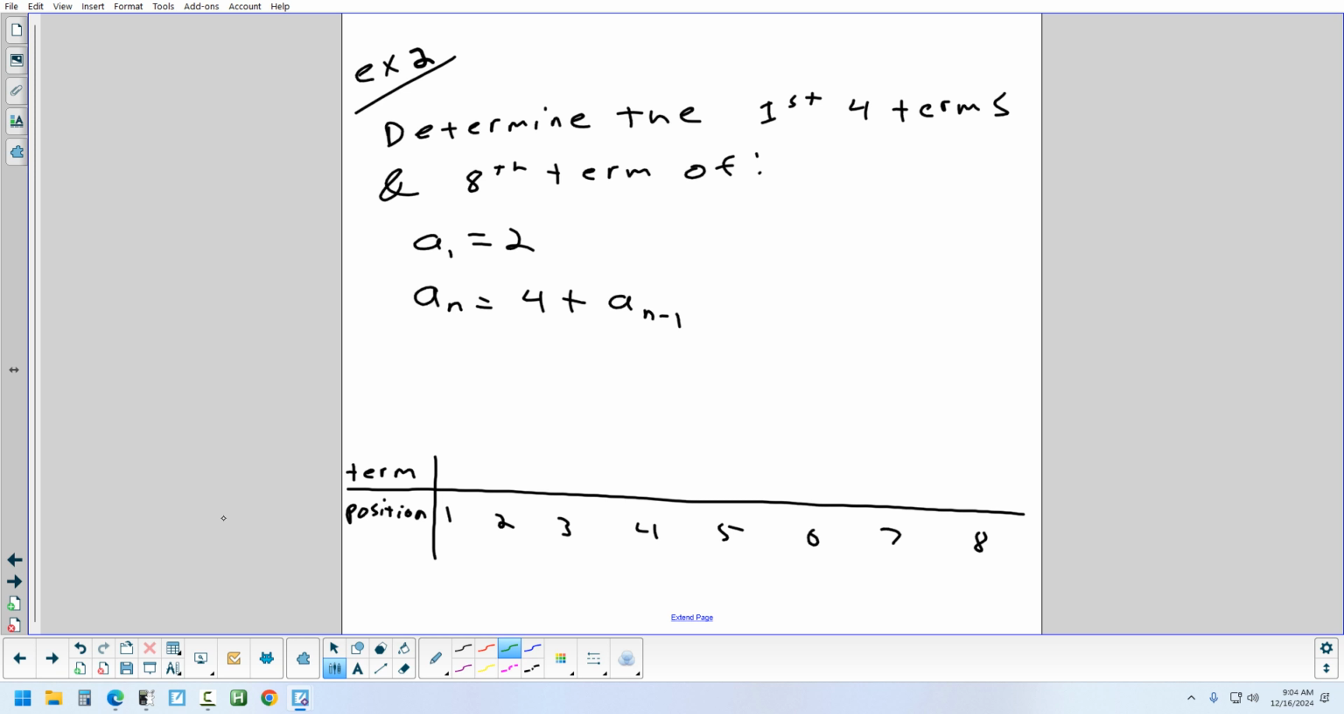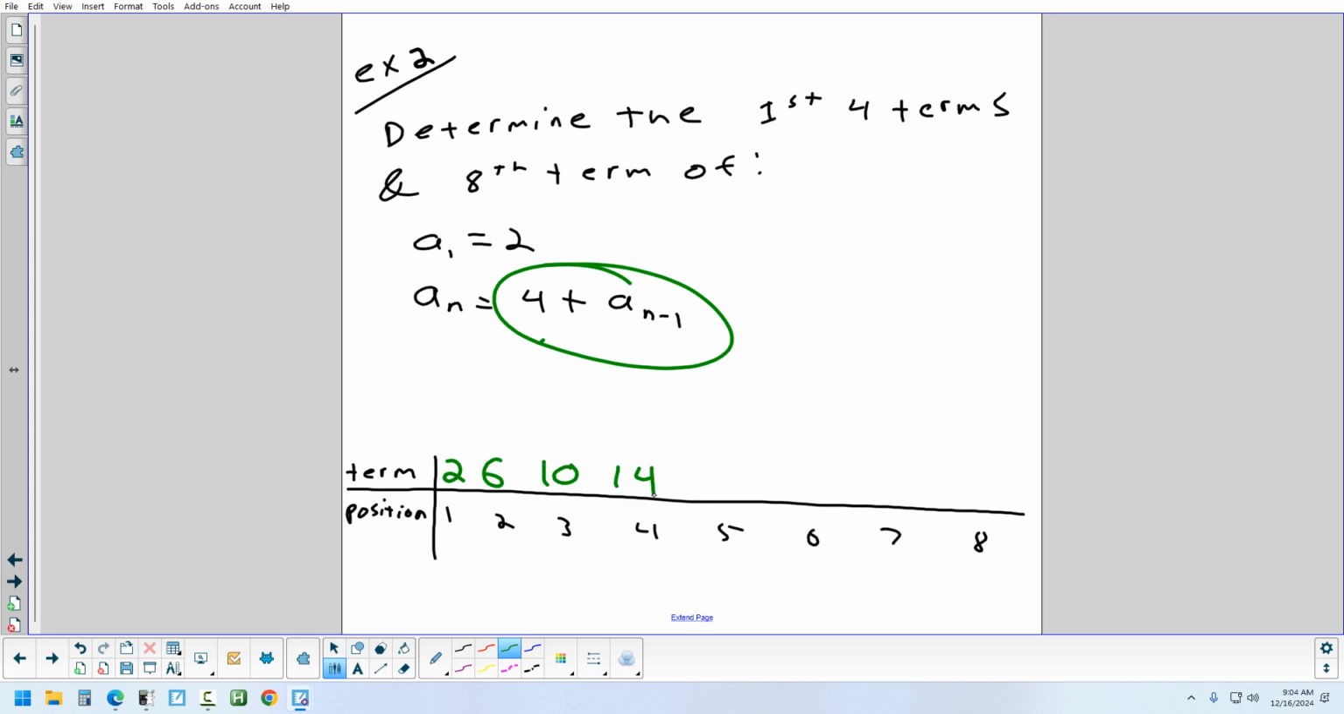Okay, let's start with the first position. What term is in position number 1? 2. How do you know that? It's given. All right. Now, in simple words, what does this mean to do? Add 4 to the term before. Yep, add 4 to the term before it. So, second term, we're going to do a plus 4, and that'll give me 6. Third term, 10. And fourth term, 14.